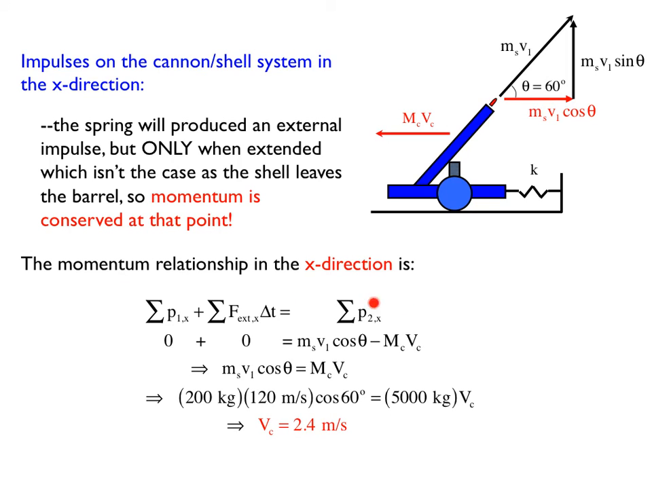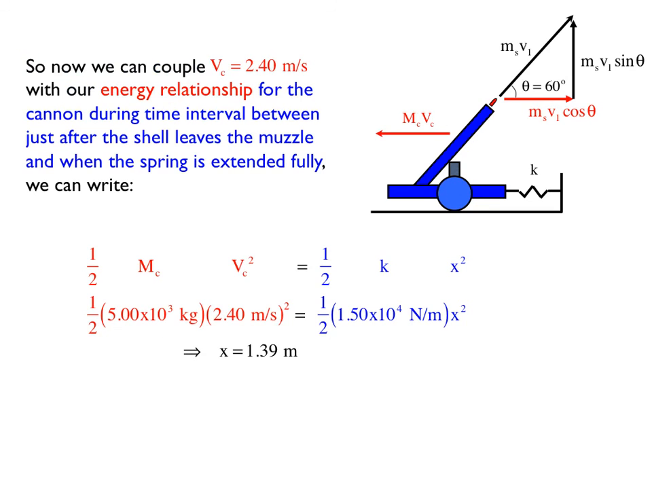Writing out the momentum relationship, the x direction: no momentum to start with, no appreciable impulse in the x direction over the interval. Final momentum of the shell in the x direction, final momentum of the cannon in the x direction. Doing the math, coming out with a velocity of the cannon in the x direction of 2.4 meters per second. With that bit of information, we can now go back to our conservation of energy relationship that we derived earlier, put in the information that we now know, and from that we can determine that the cannon is going to elongate the spring by somewhere around 1.4 meters.